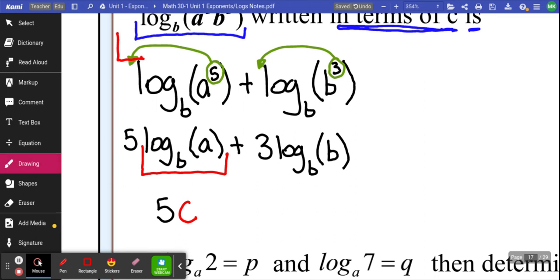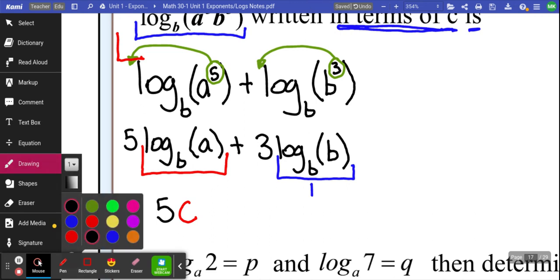Next one. This. Log base b of b is 1. So that means plus 3 times 1.